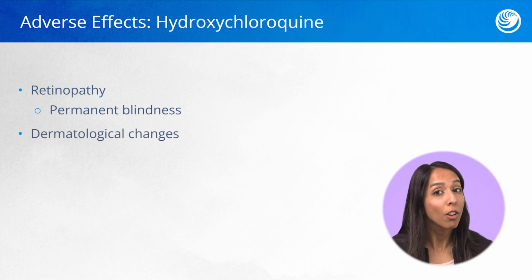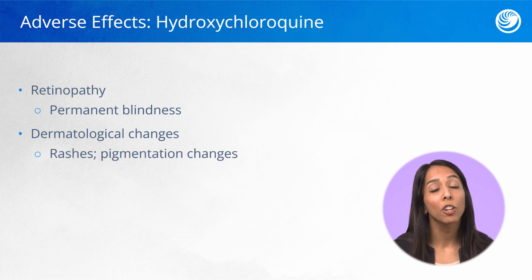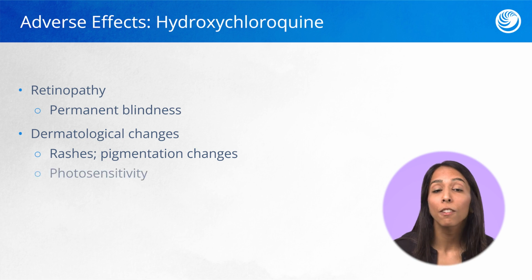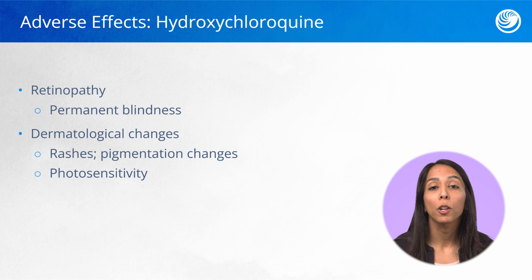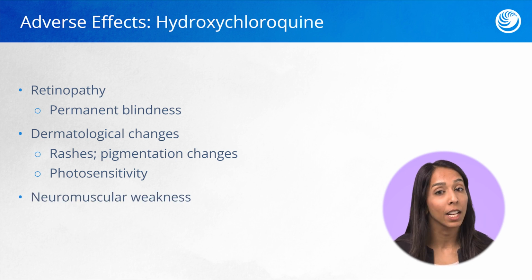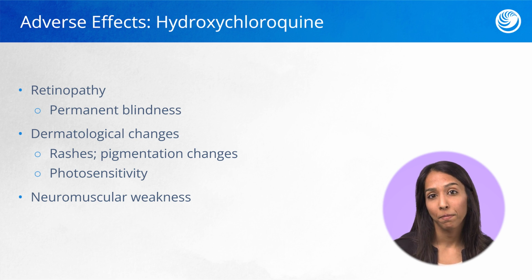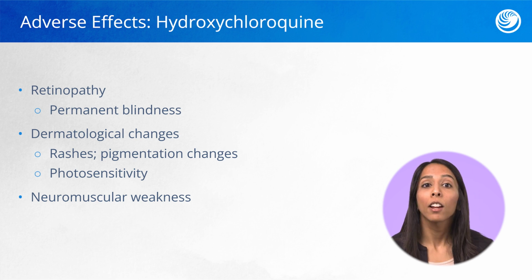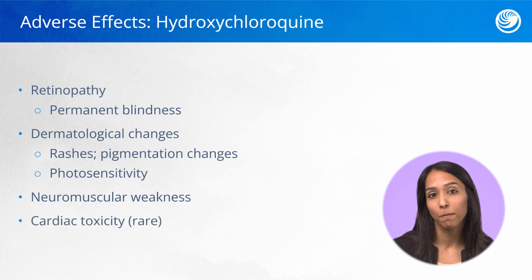Dermatological changes can also occur. This can include development of a rash, pigment changes in the skin and hair, and photosensitivity. Some clients may also experience neuromuscular effects related to hydroxychloroquine, such as myopathy and neuropathy. And finally, although rare, there have been reported cases of developing restrictive or diastolic cardiomyopathy with long-term use.